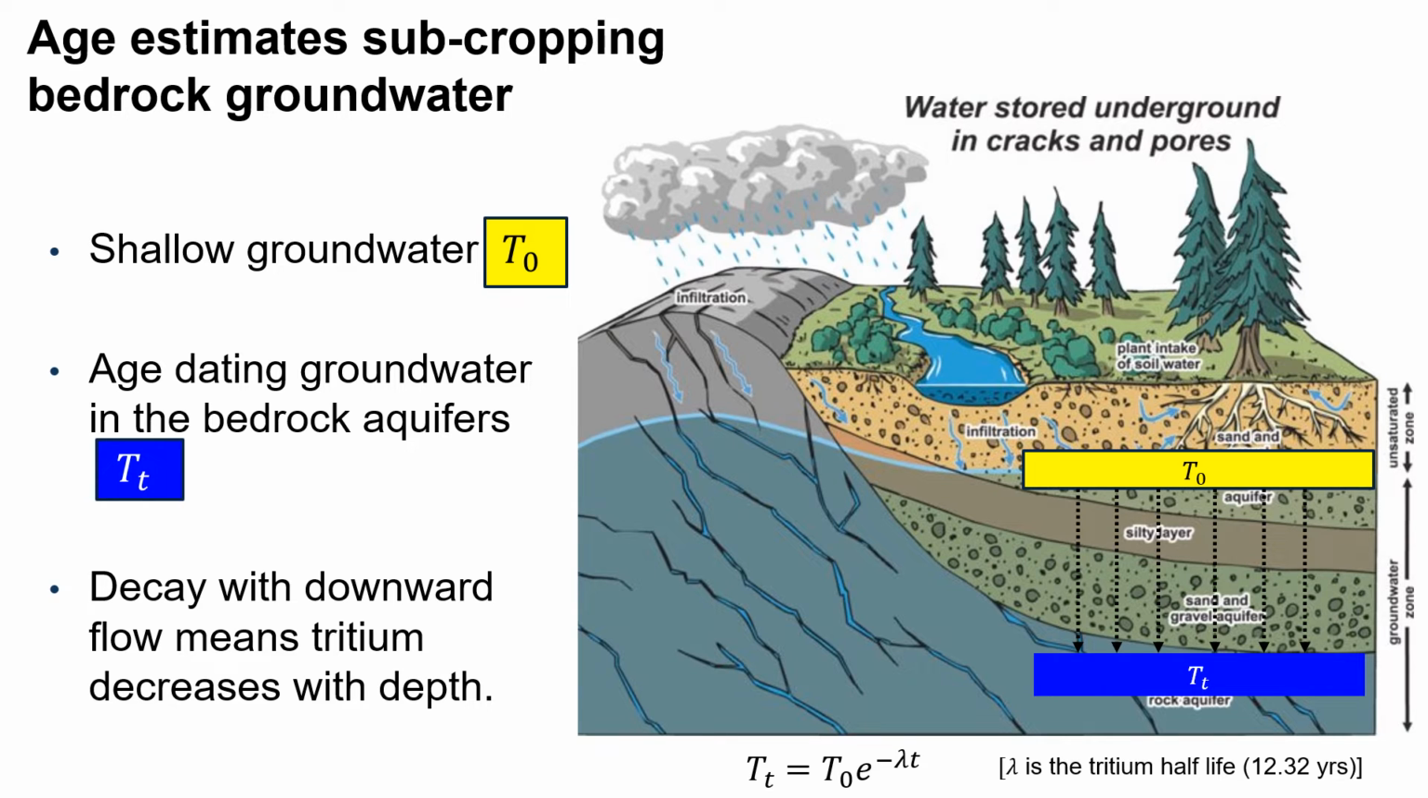So now that we've convinced ourselves that shallow groundwater is a good proxy for a precipitation input function, we're going to make some groundwater age estimates. So our T0 is taken from our shallow groundwater interpolation. That's where we get that tritium number. And then our tritium at time T is the tritium concentration in the subcropping bedrock groundwater sample. We have about 1,300 of these in the study area. And we know the half-life, which is 12.32 years for tritium decay. And then we solve for time, which gives us the number of years since recharge occurred.